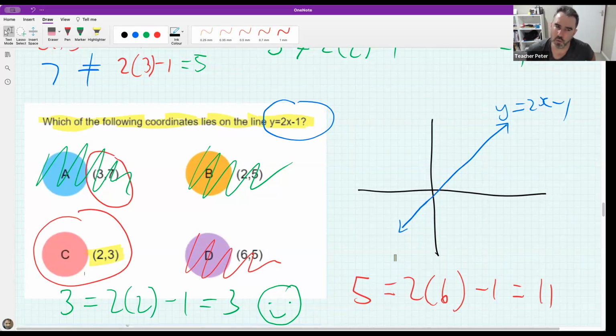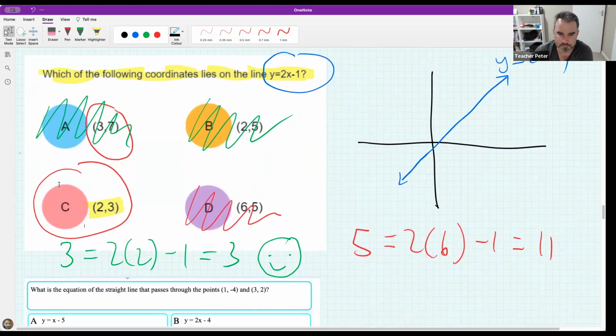Give me a sense of how well you understood that explanation. 0 for no understanding, 10 for perfect, 5 for sort of, 7 or 8 for pretty good. How well did you understand that idea? Okay, fantastic. Because that's an important idea. It comes up again and again and again.